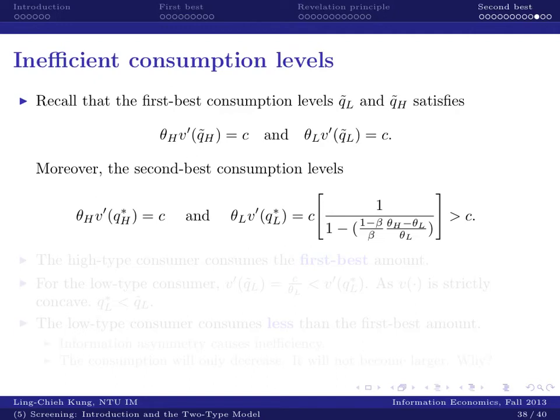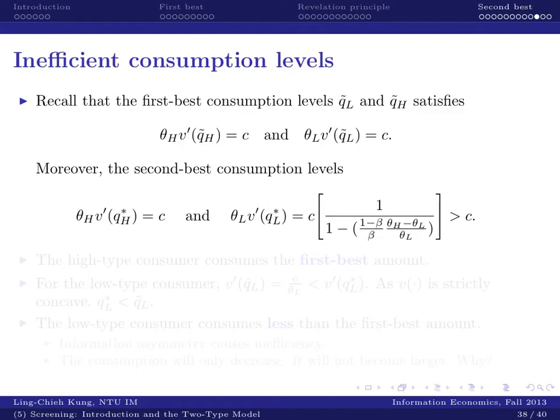Okay, so now it's time to do some discussions and interpretations. So first, let's consider the consumption levels. Here I want to show you inefficiency comes again. So in the first best situation, consumption levels Q tilde L and Q tilde H satisfy these two simple first order conditions. Okay, I can find unique solutions for Q tilde H and Q tilde L according to these two conditions. And now the second best consumption level satisfies the following things.